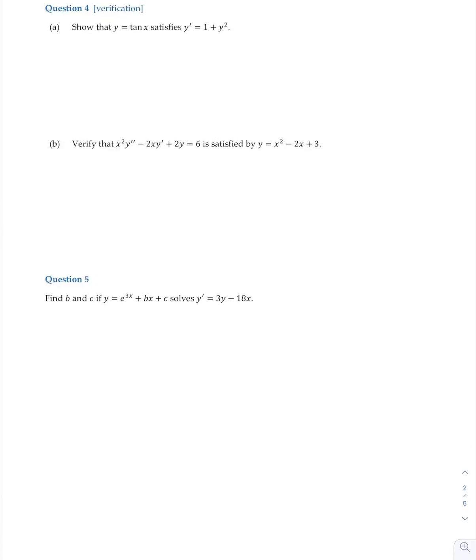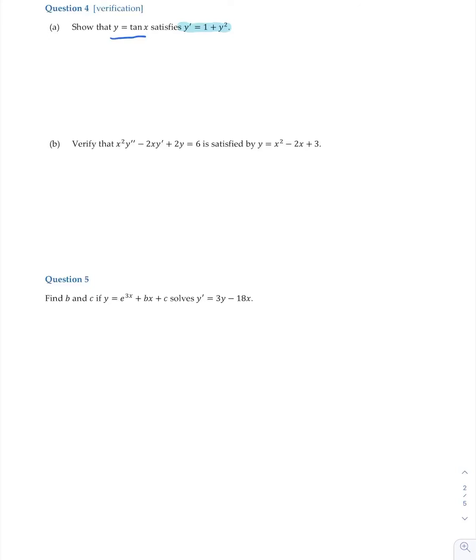Okay, question 4. Another existing skill we can bring is to check that one thing satisfies another. So if I were to ask you to solve y dash equals 1 plus y squared, that'd be a tough ask. Maybe with some techniques later we could do it, but for now it seems a bit difficult, and even by inspection could be a bit difficult. But luckily, we're given the answer here, and we just have to show that it satisfies it.